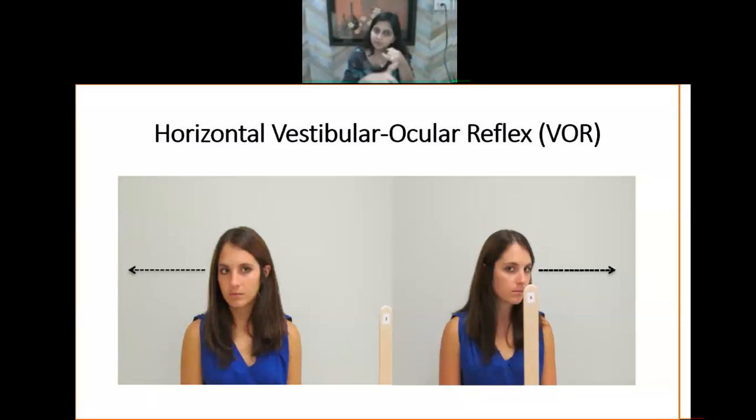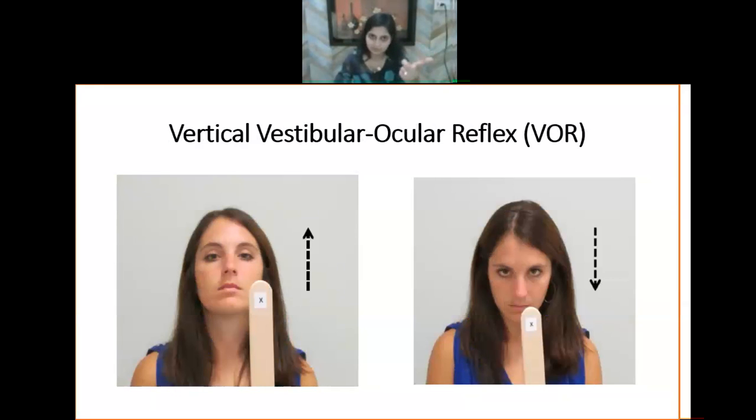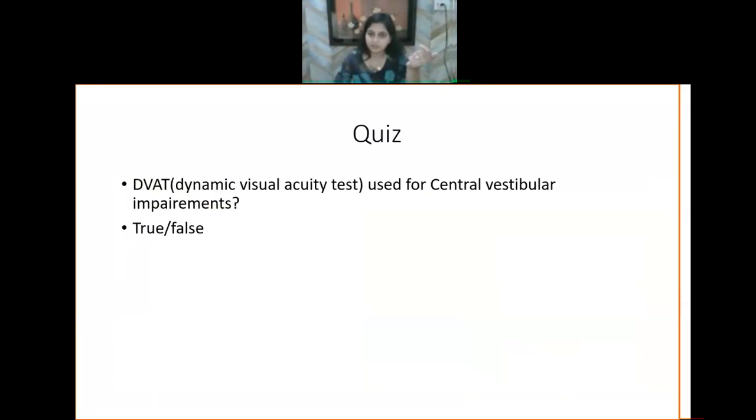For peripheral, we do VOR, the vestibulo-ocular reflex. We can do it in horizontal and in vertical. Just like this, you keep moving the head and ask the patient to fix the gaze on the target. That is your horizontal VOR, and this is your vertical VOR, okay? I'm not going into detail on how to check the test and what the outcome is. I'm just making you familiar with the tests. Everything you can refer to in the references. This is a vertical VOR.